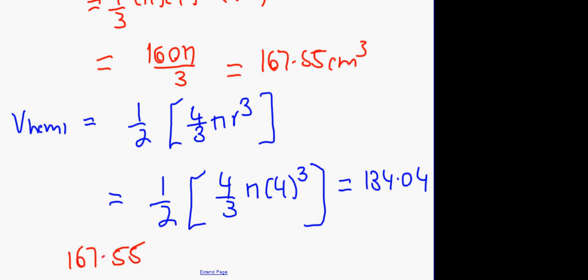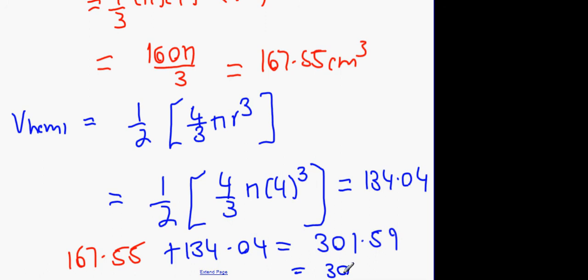We're now going to add the volume of the hemisphere to the volume of the cone, and we'll see what we get. So when we add them together, what do we get there, Jack? 301.59, and as you see, that'll go to 301.6 centimeters cubed. Who got that one out?